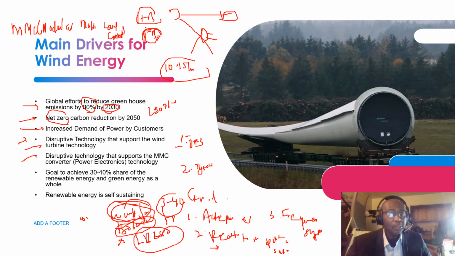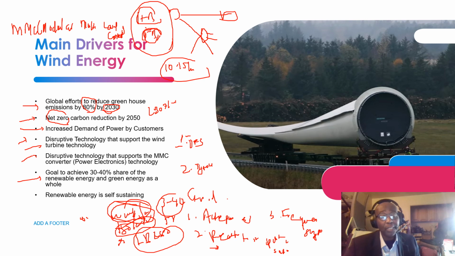So the disruptive technology in these MMC converters is the one that is making it feasible for the springing up of a lot of these wind farms. Next is the goal: to achieve a 30 to 40% share of renewable energy and green as a whole, and to leverage global efforts to reduce greenhouse emissions by the year 2030 and also net zero carbon by the year 2050.